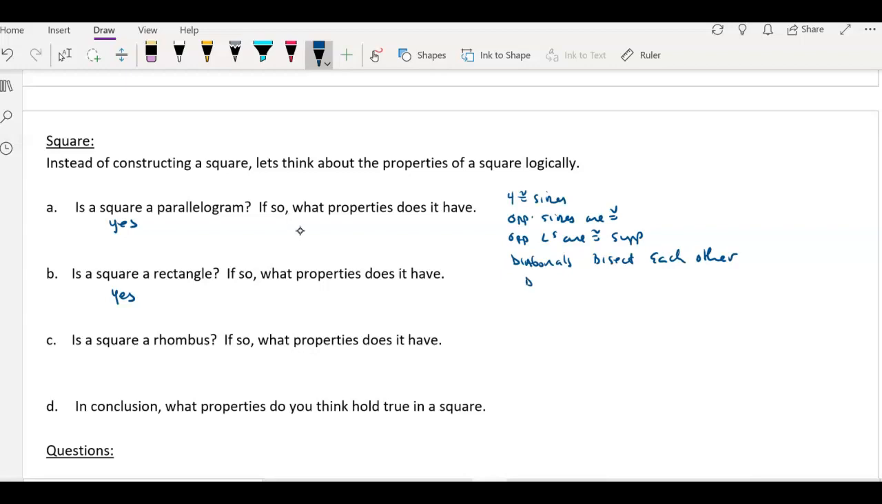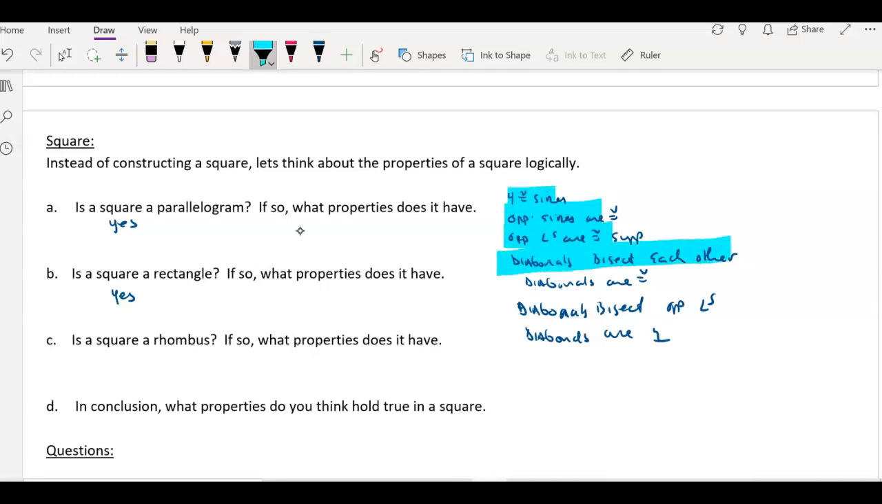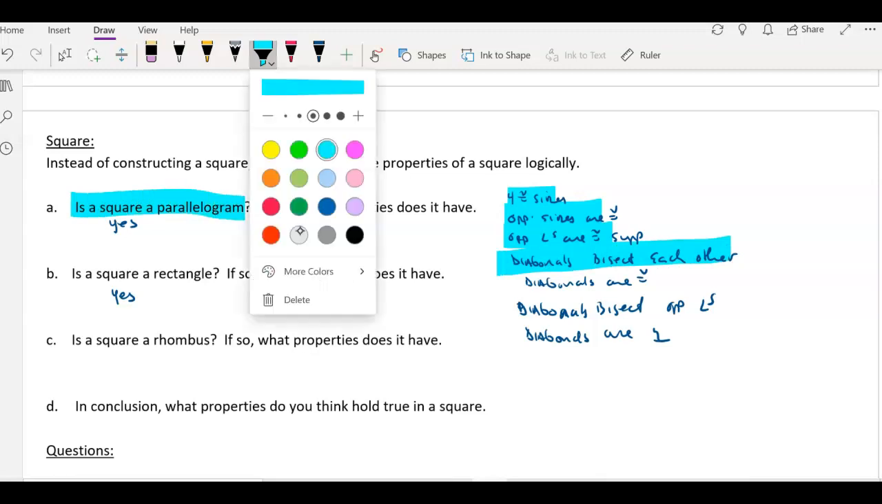And in a rectangle, the diagonals are congruent. Is a square a rhombus? Yes, it is. Therefore, we know the diagonals, in addition to this, bisect opposite angles. All right. And we could also say that the diagonals are perpendicular.